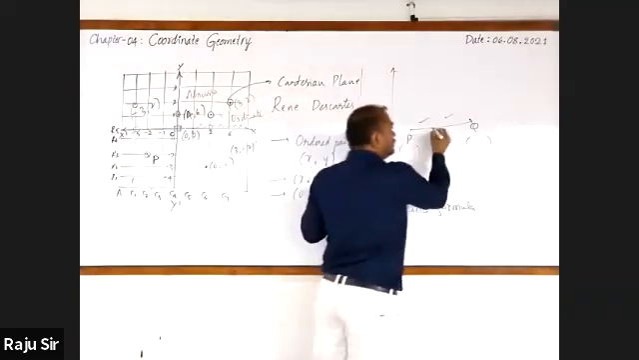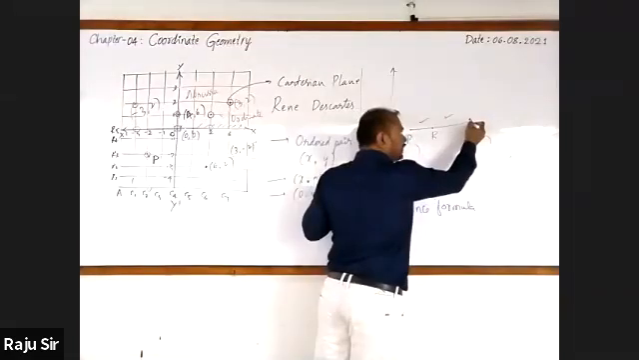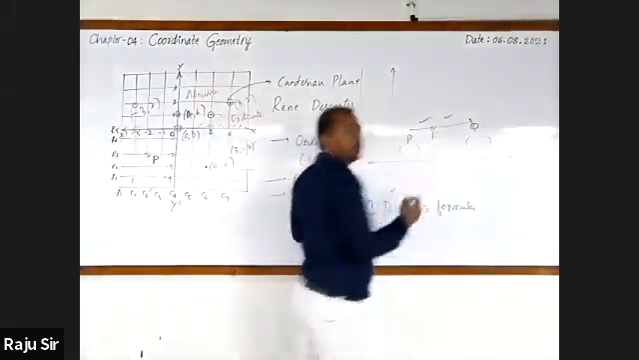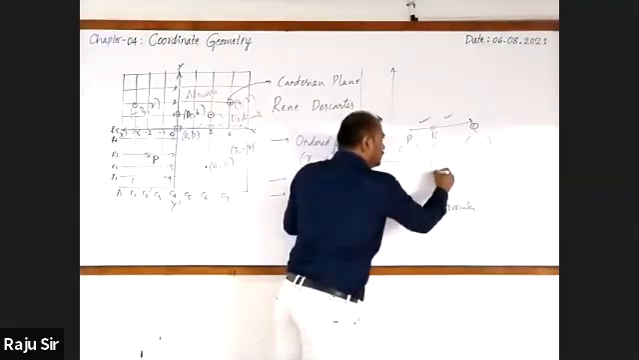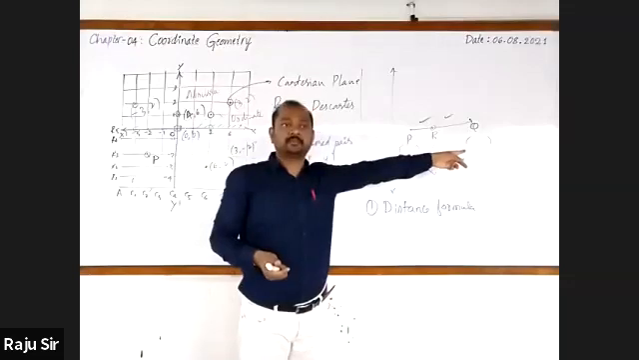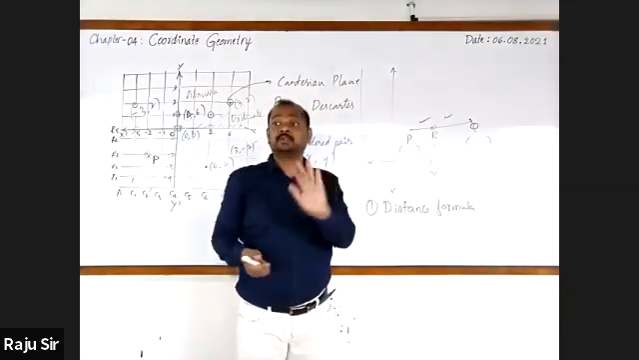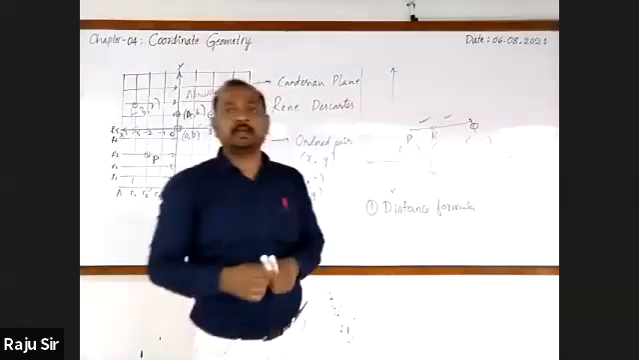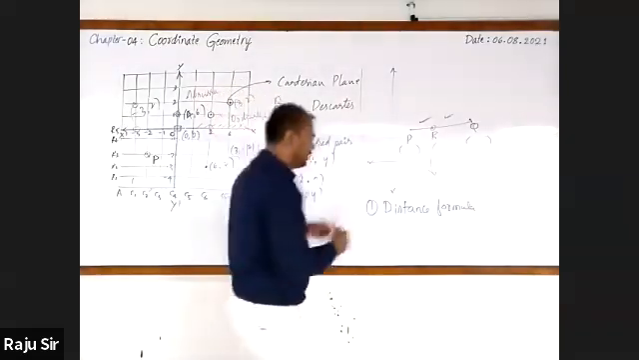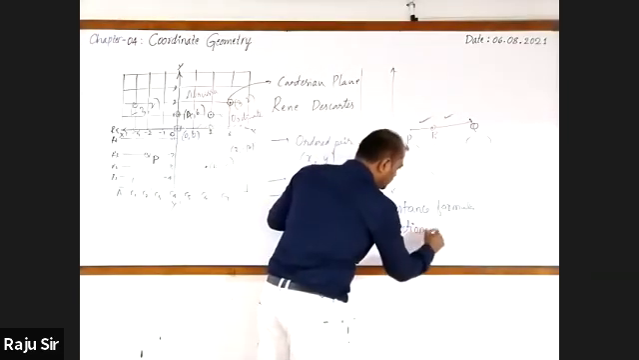Then there is a point on PQ such that it divides the whole line in some ratio, but we do not know the coordinates of the point which divides the line. To find out those coordinates, we will use another concept, which is the section formula. Very good. Section formula.